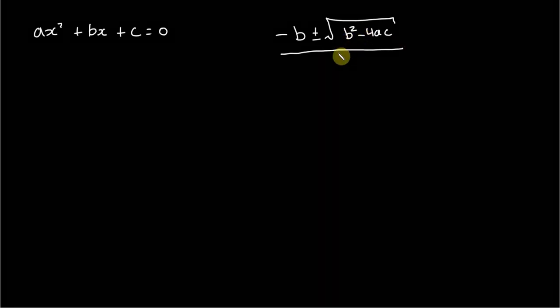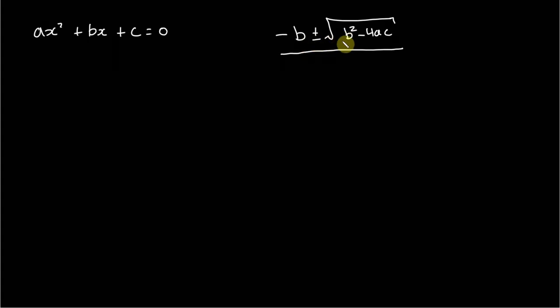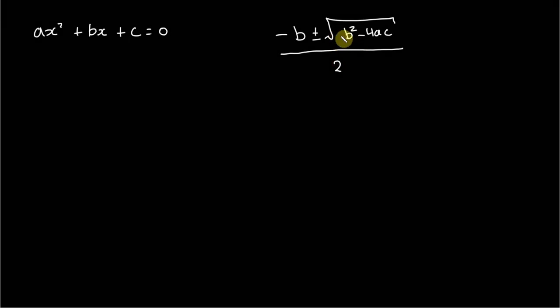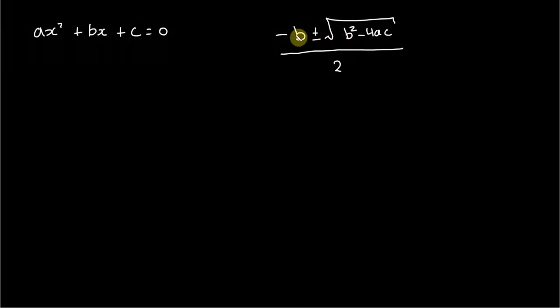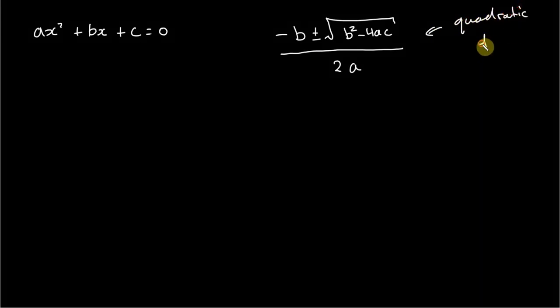For example, as an aside, if the discriminant is negative, then we know that our equation is going to have no real values. But I'll save that for another video. Carrying on, we know that the quadratic formula is negative b plus minus the root of b squared minus 4ac, which is the discriminant, over 2a. That's the quadratic formula.